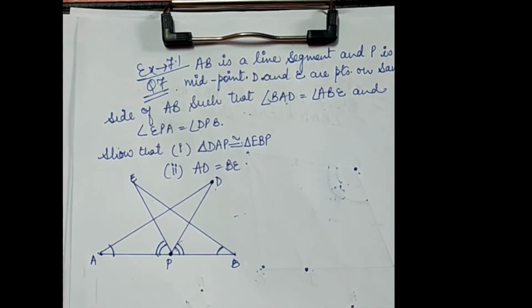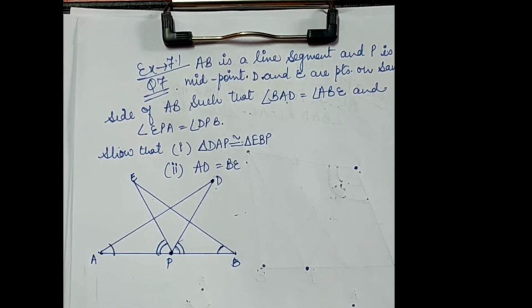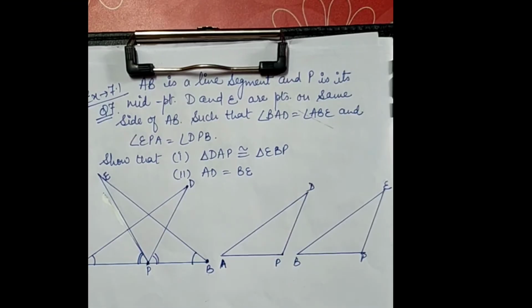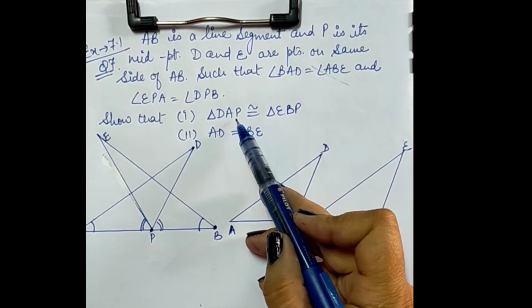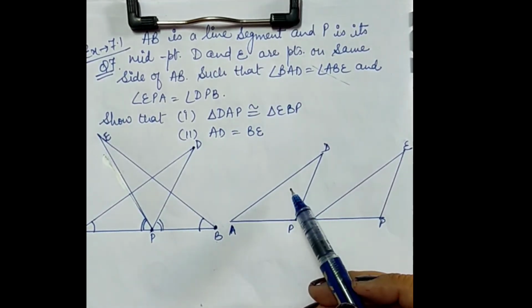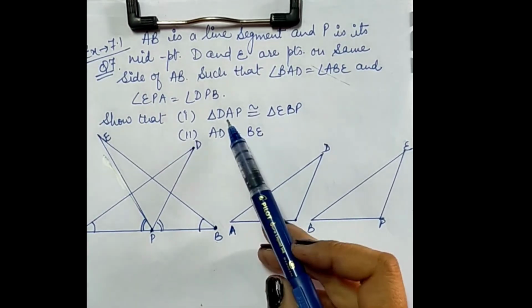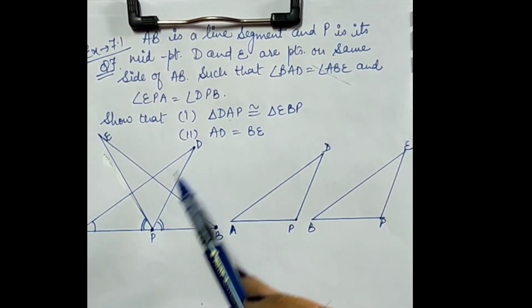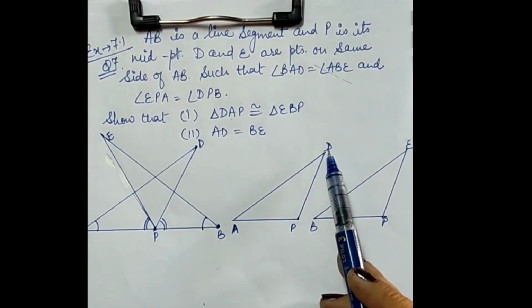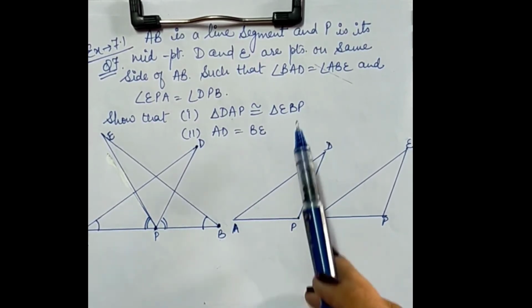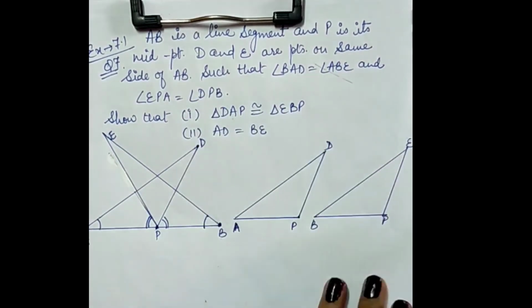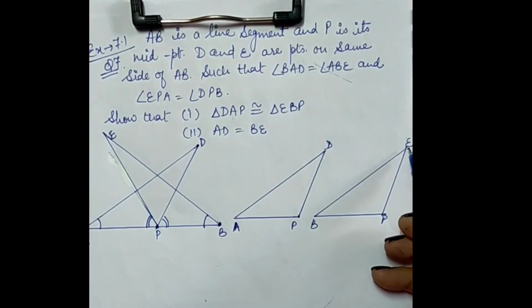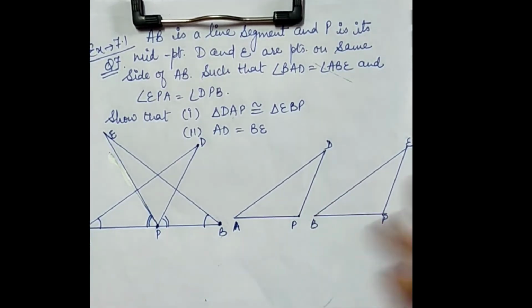So let's see how we can do this. We will be doing the same question with segregation. So now you can see whichever triangles we wanted to make congruent, we have segregated them in two different figures. This was DAP, here is that DAP. Similarly EBP was here, in this shape, and we have turned it and it has become EBP in this shape.